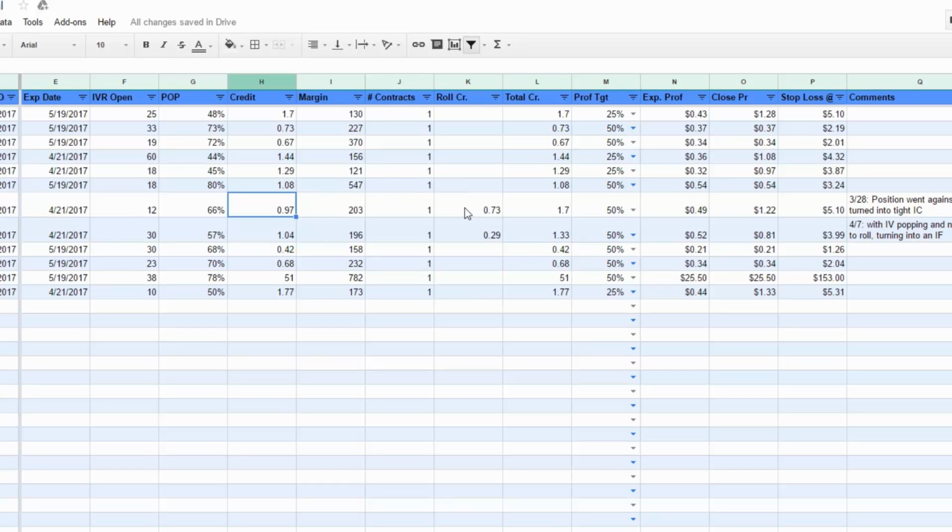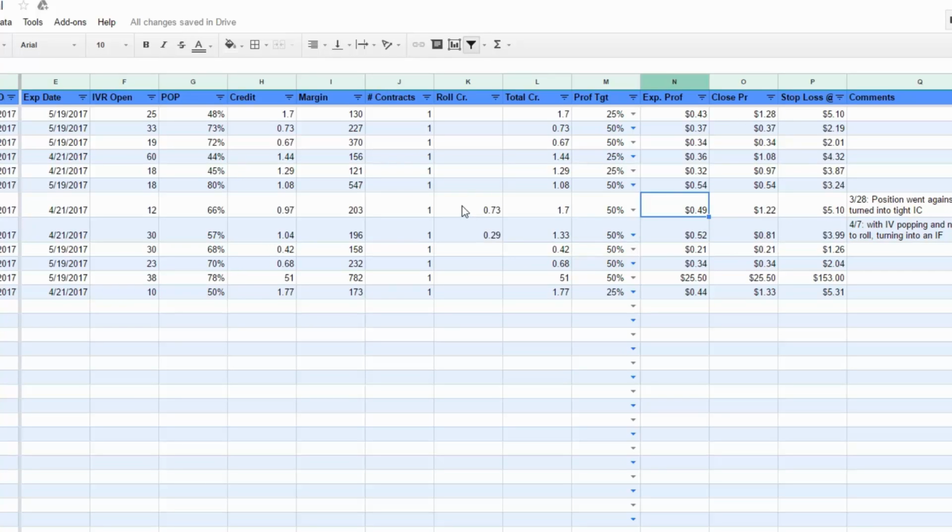But what happens as you start to roll and adjust your positions, as we did over here? Does that impact your expected credit received? Their answer, which I agree with, is no. You should keep your rolls separate because that's all defense you're playing, but your expected profit is still that 49 cents. So by tracking it this way, I can make sure that I'm still targeting my original profit target.